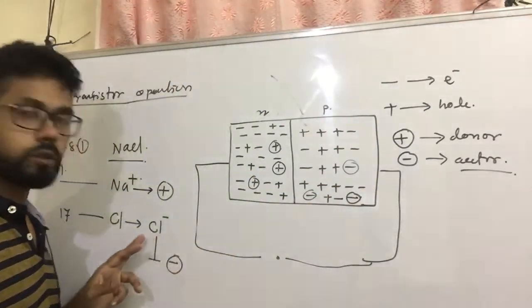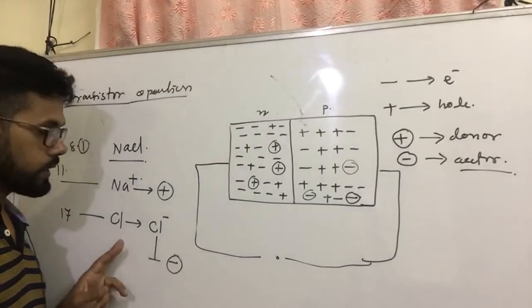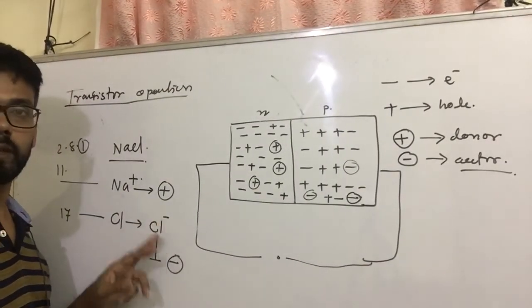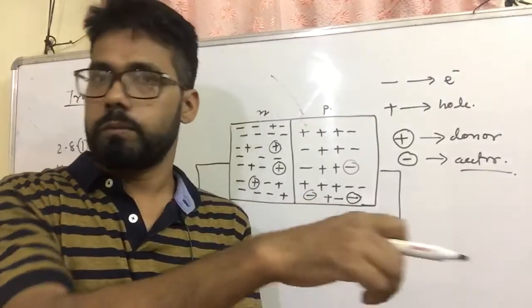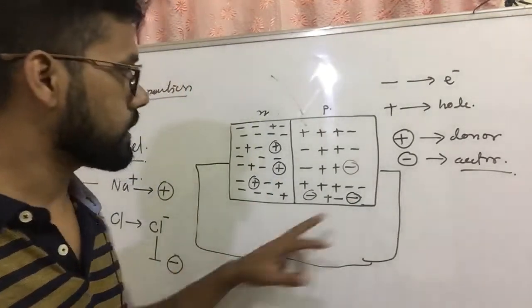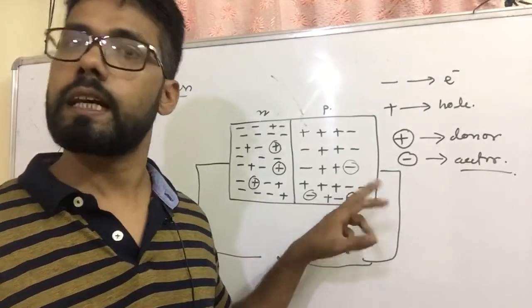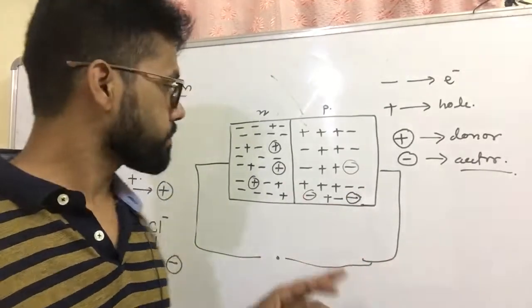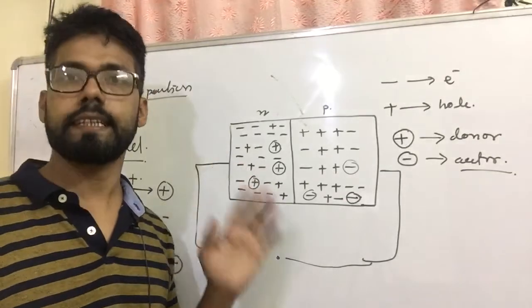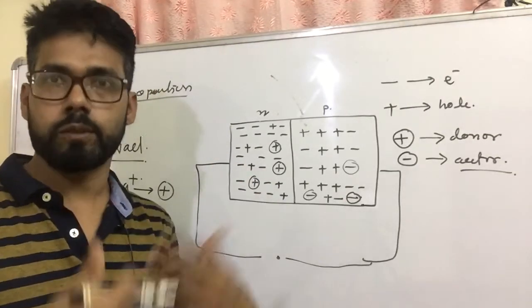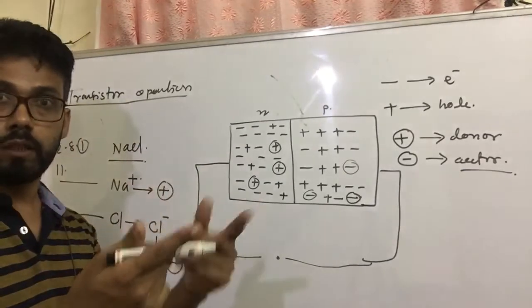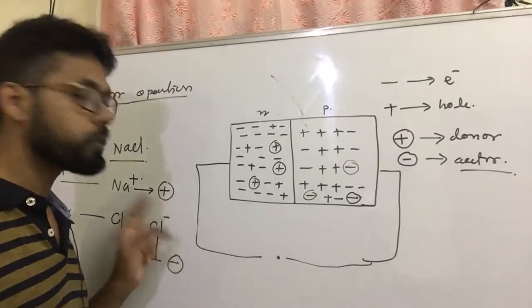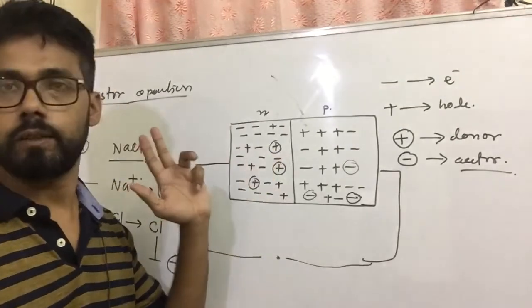If you are confused, then remember sodium chloride. Chlorine accepts one electron because chlorine has a vacant site, so that it can accept one electron from sodium, so it will be negative. So the negative ion will be on the P side. P side always has a vacant site, and N side is always donor. It can donate the electron. For example, sodium can donate one electron to chlorine, so it will become a positive ion. This is a donor ion.